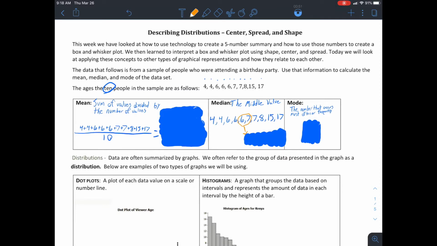Here we have a data set with the ages of 10 people. It's asking us to find the mean, median, and mode. So why don't you pause the video now and go ahead and try and do that yourself.